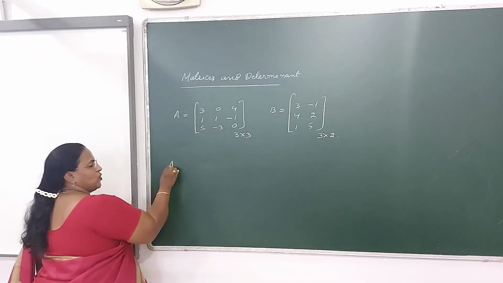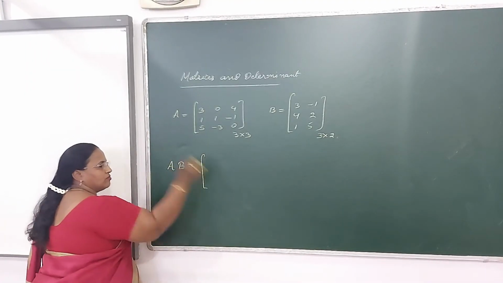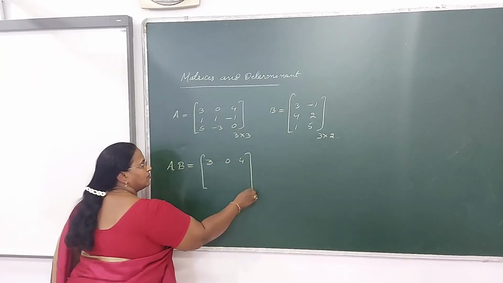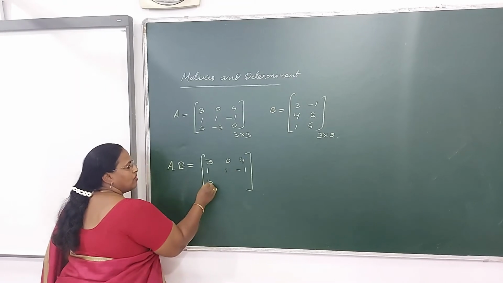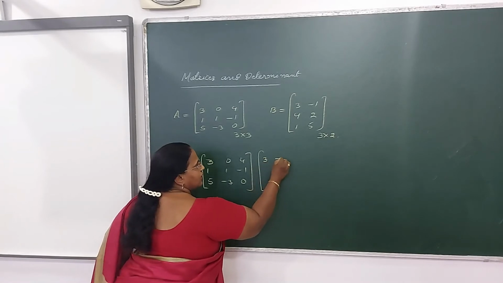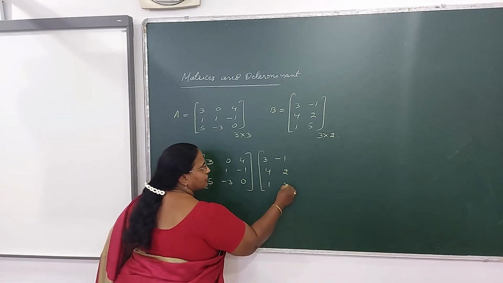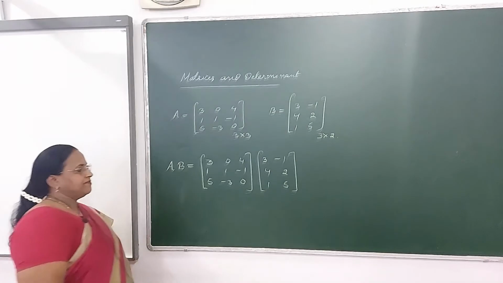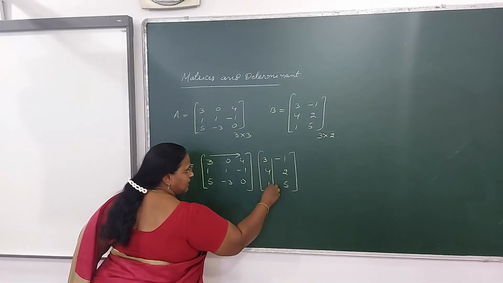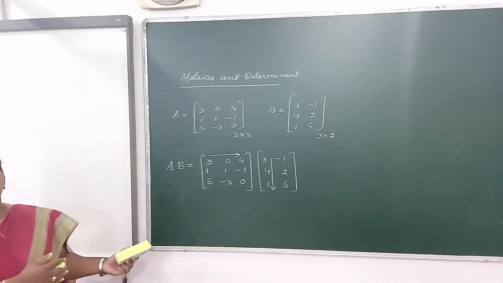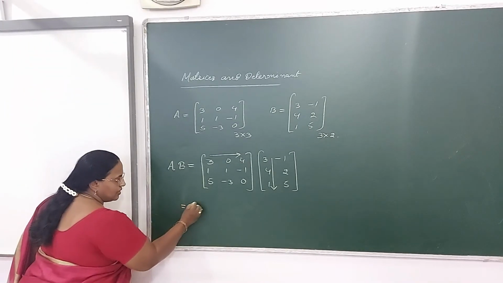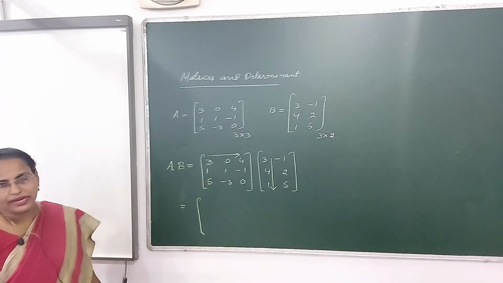So A into B will be equal to: place the matrices. So 3, 0, 4, 1, 1, minus 1, 5, minus 3, 0 into 3, minus 1, 4, 2, 1, 5. Now we'll be placing an arrow so that it will be easy to understand. So the row of the first is multiplied to the column of the second. So let us start. Now this time I will try to do it directly.